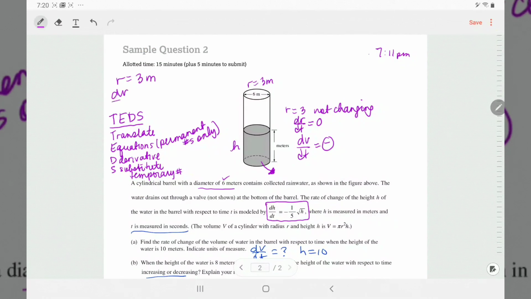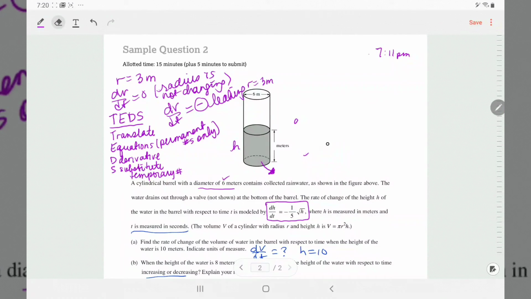Okay, 7:11, so this is 9 minutes so far for this question. I have about 6 more minutes, and I did it a couple of different ways, so this is a little interesting. This is part C. So dh/dt is negative 1/5 radical h, or h to the 1/2. And then separation of variables, so I'm going to put the dt on the other side.